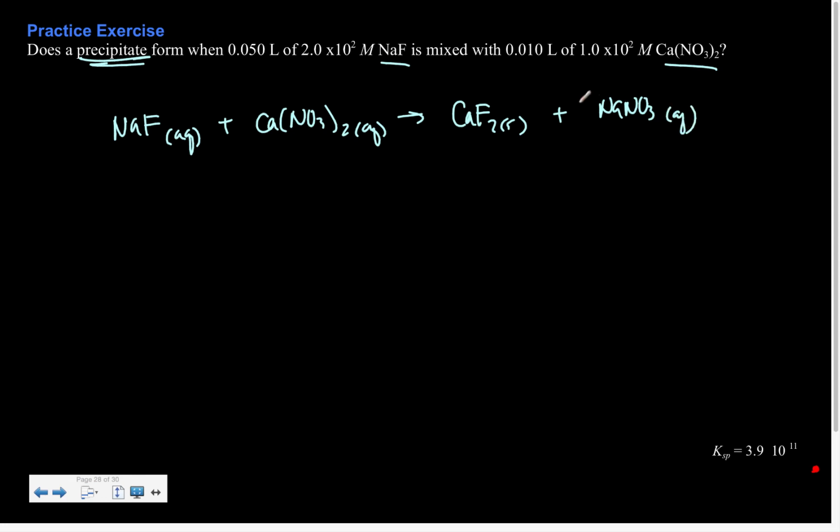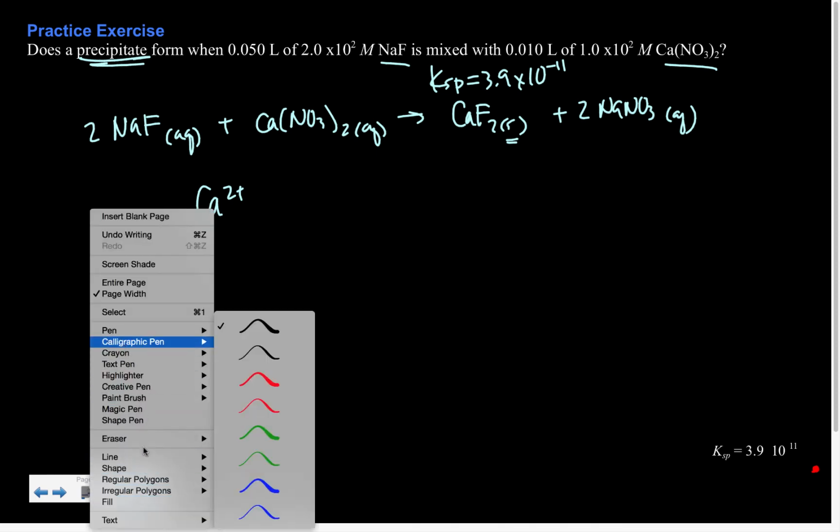So how would I know if this was solid or aqueous? Based on our solubility rules, Group 1s and nitrates are always soluble. Halide ions are soluble, except for the fluorides. So this would be our solid, which means that what do we need to know? The Ksp value of this. The Ksp value of this happens to be 3.9 times 10 to the negative 11. Okay. Now, we could go ahead and get a relevant equation.